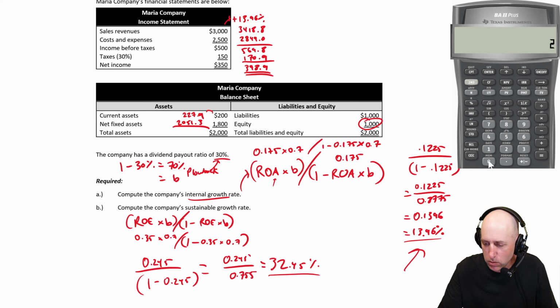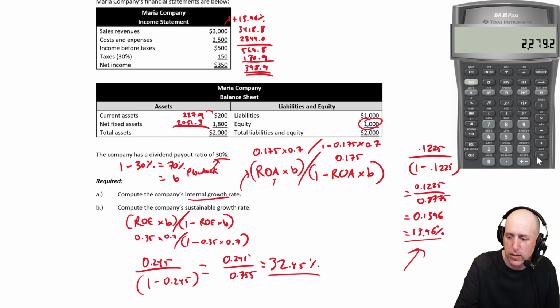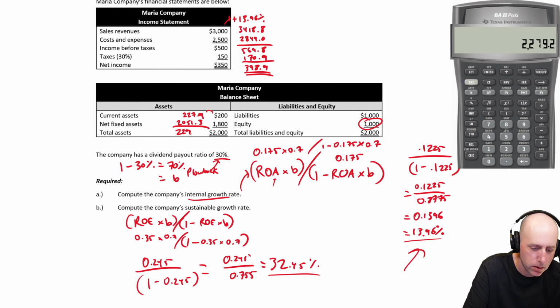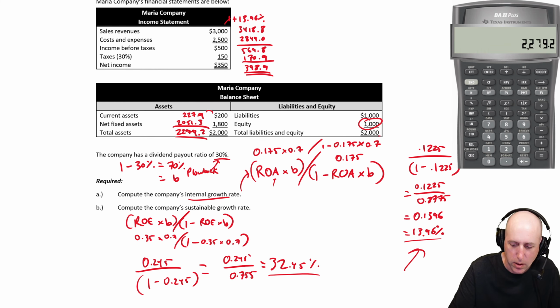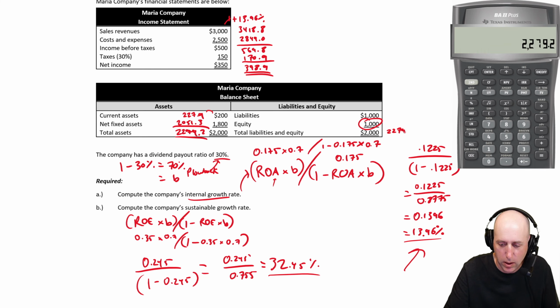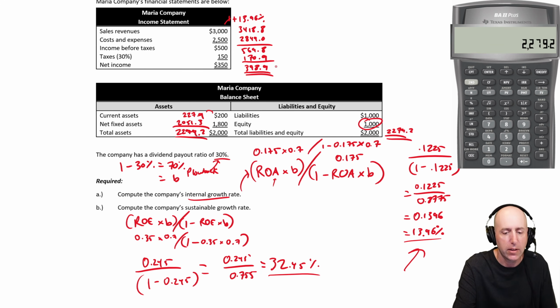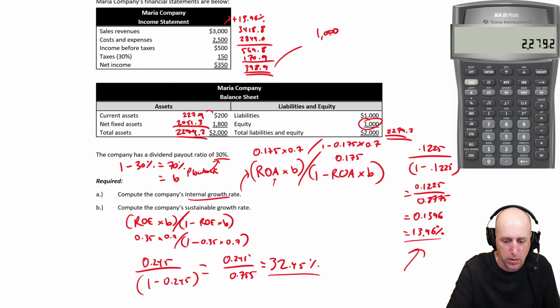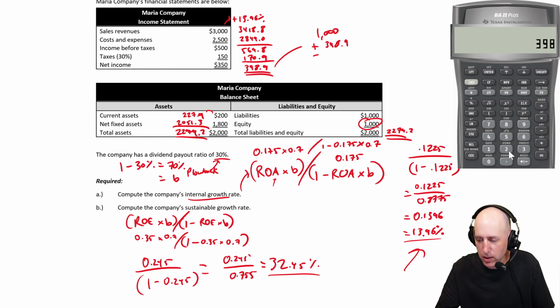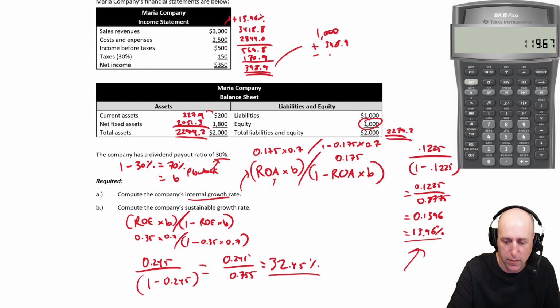Totaling up here, 227.9 plus 2051.3 gives us total assets of 2279.2. That's going to be our total liabilities and equity, 2279.2. Let's figure out what our equity is going to be after having this happen. Okay, so our old equity was 1,000. We're going to add the net income, add the profit, 398.9. We're going to take out a dividend now. Dividends are 398.9 times 0.3, 119.7. And that's going to give us our new equity.